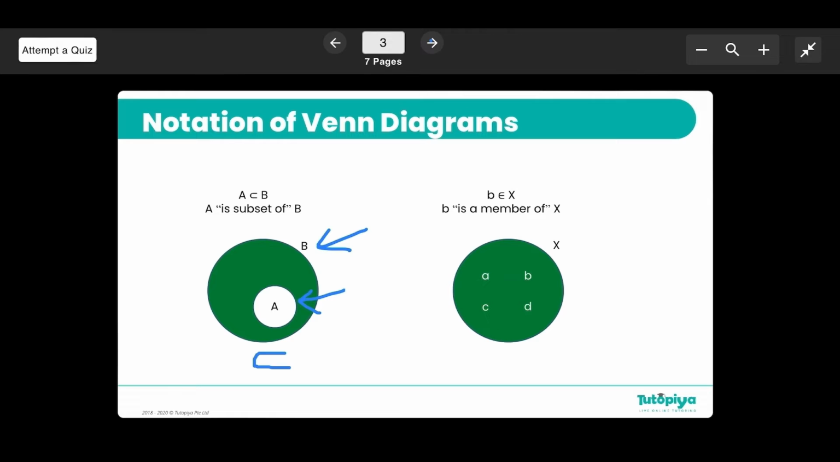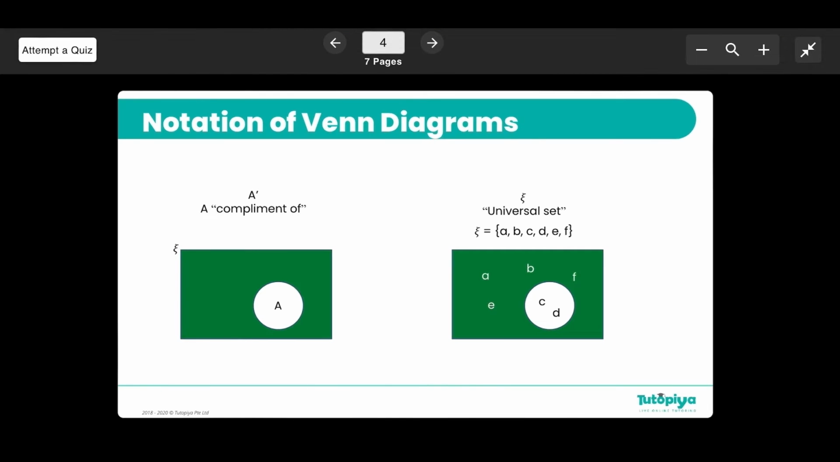Next, we have the element symbol or the member symbol. It's a bit similar to the euro sign. It's like an E with a line through it. What we use this for is to say that a particular letter or a particular number is within this set. So for example, we know that A is inside of the set X. Therefore, A is a member of X. Similarly, B is also a member of X, so is C and D.